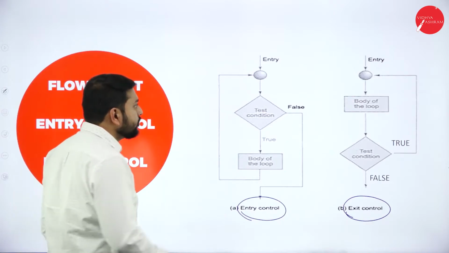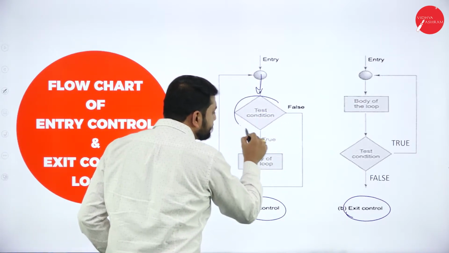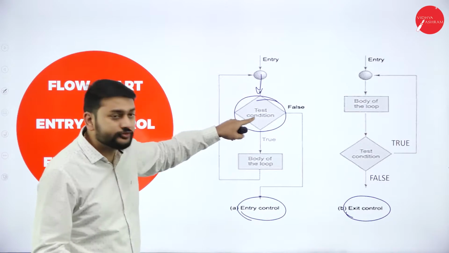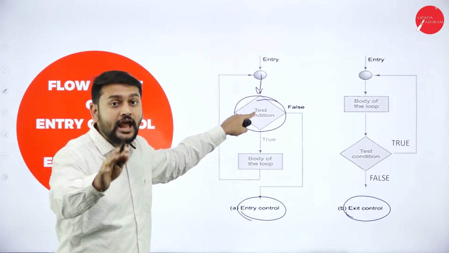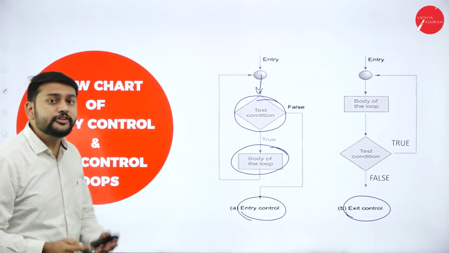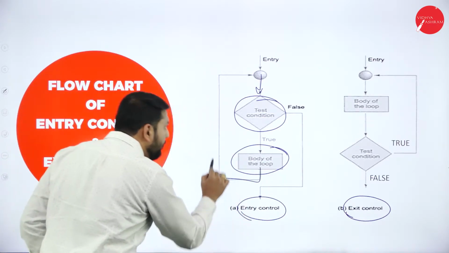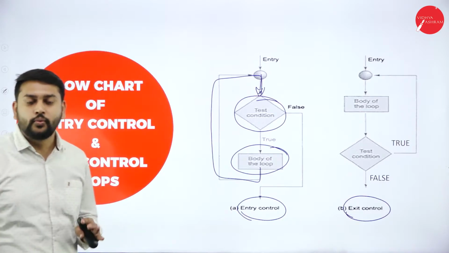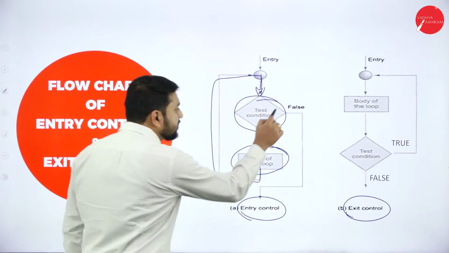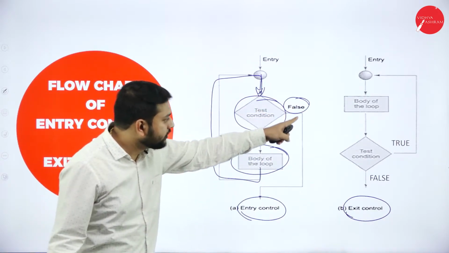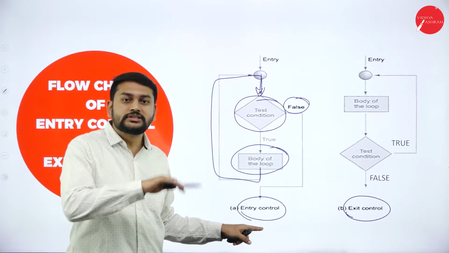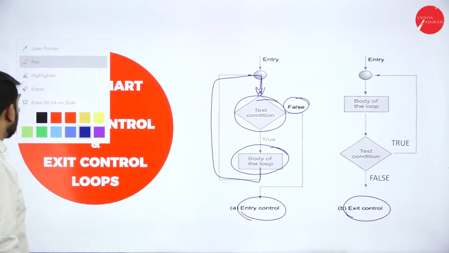Let's understand this. Here I take the entry and then the first thing that I have here is the test condition. I will be testing the condition. Suppose if the condition is true, only then the body of the loop will be executed. After that, I'm going back to the test condition to check whether the condition is true or not. How many times will I go back to the test condition? Until the test condition is false. If the test condition fails, I will come out of the loop. That's what you need to remember. This is the simple steps that you need to remember with respect to the while loop.